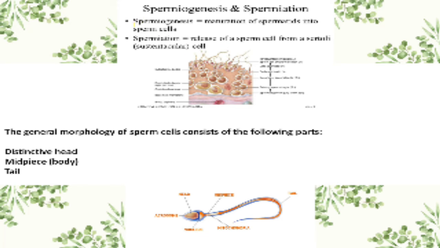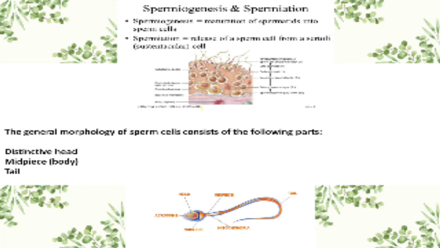So if you want to have a definition for spermiogenesis and spermiation, you can say that in spermiogenesis, maturation of spermatids into sperm cells takes place, and spermiation is the release of a sperm cell from the Sertoli cells.